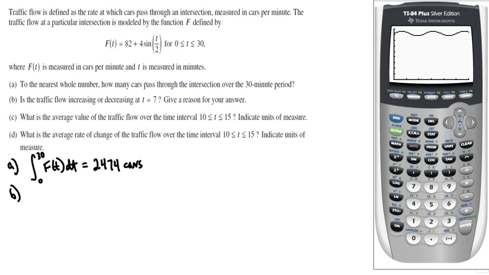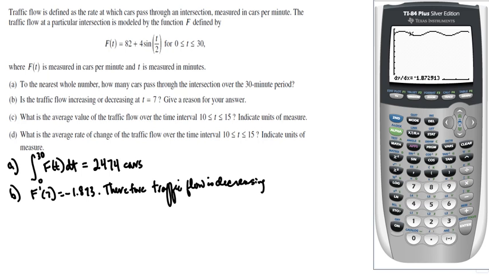And so to do that, I'm just going to go second calc. I'm going to use option 6 and type in 7, and it gives me a -1.873. And so I record that value. Now what does that tell me? Since f prime of 7 is -1.873, then the traffic flow is decreasing. Alright, that's it for part B.